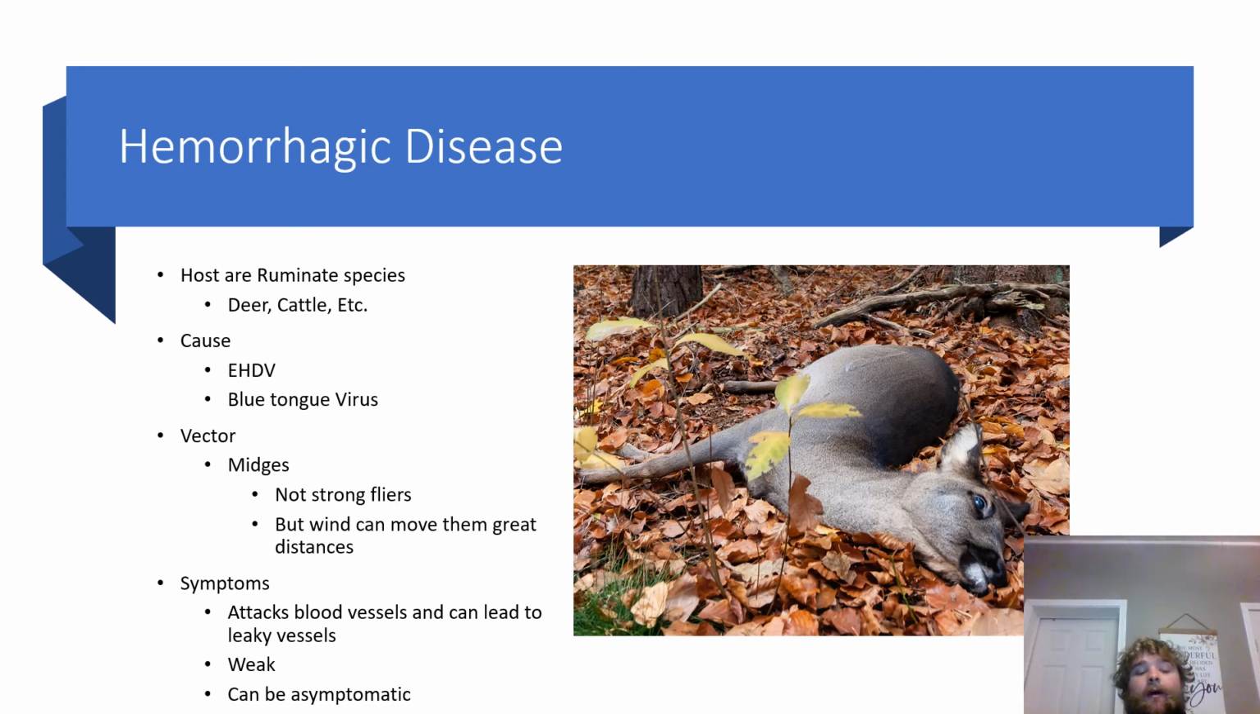Some of the symptoms of hemorrhagic disease is it attacks blood vessels and can lead to leaky vessels. It can lead to internal bleeding. And some of the visible signs of it are deer can become weak and less aware of their surroundings. Or in some cases, they can be very symptomatic. We think of COVID-19 as an example in humans. While some humans are infected, they don't show symptoms of the disease, and you can have the same thing here with hemorrhagic disease in white-tailed deer.